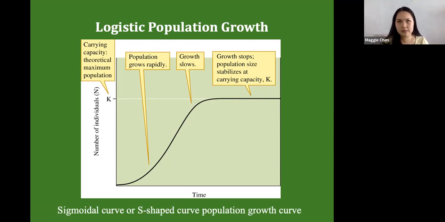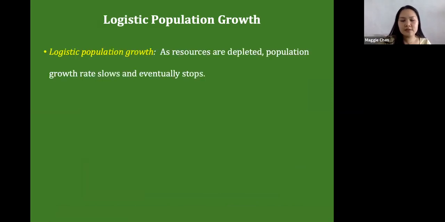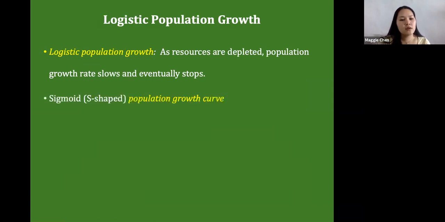With logistic population growth, when we're taking into consideration factors that limit our growth, it results in a sigmoidal or S-shaped population growth curve. So in the exponential growth model, it was that J shape, and in our logistic growth model, it was that S shape. In logistic population growth, as resources are depleted, population growth rate slows and eventually stops at our K, our carrying capacity, and results in this sigmoidal population growth curve along our model.